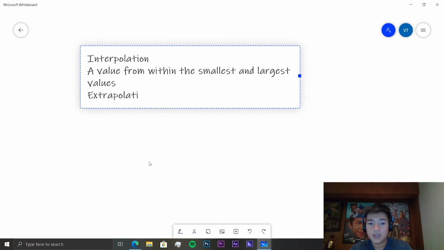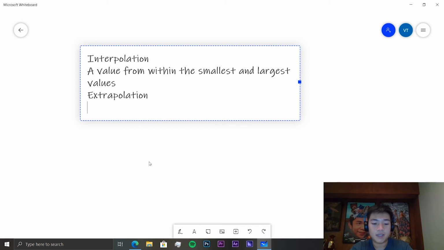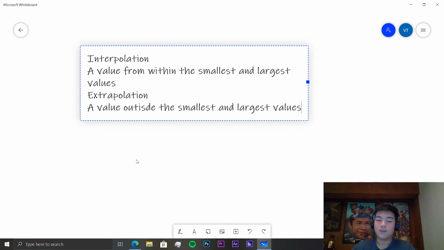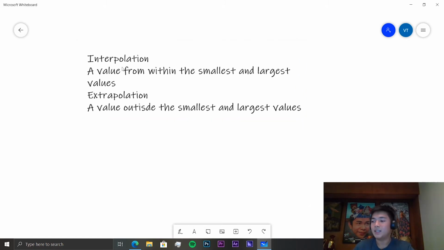Now, extrapolation is when we want to predict a value outside the smallest and largest values. So the accuracy of interpolation depends on how linear the data is and the strength of the correlation, whereas the accuracy of extrapolation is normally very low because it assumes that the trend continues past the two data points measured, and so it's very unlikely to be reliable.